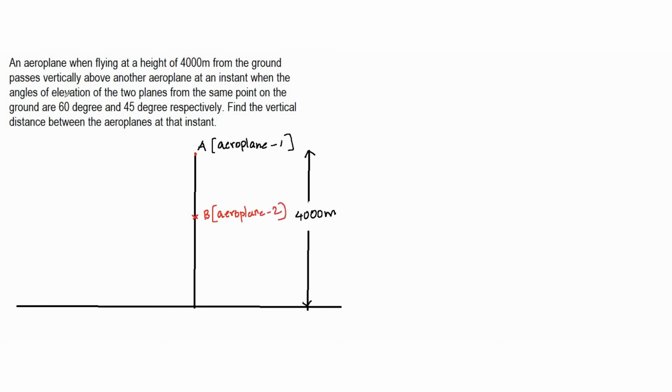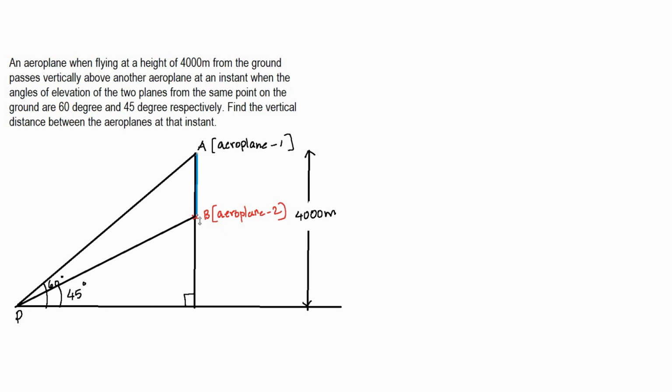At an instant when the angle of elevation of the two planes from the same point on the ground. So let's pick a point on the ground. The angle of elevation of these two aeroplanes from the same point on the ground. So P is a point on the ground. The angle of elevation of these two aeroplanes is found to be 45 degree and 60 degree. That is, this particular angle is 45 degree and this complete angle is 60 degree, because these are the angles of elevation.